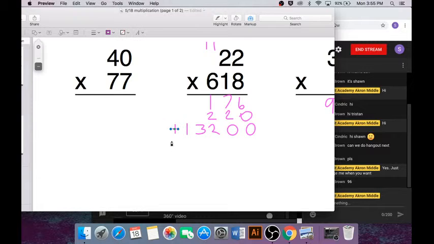We're going to add all those together. 6 plus 0 is 6. 7 plus 2 is 9, plus 0 is 9. 1 plus 2 is 3, plus 2 is 5. 3 plus 0 is 3, and 1 plus 0 is 1. So our answer is 13,596.